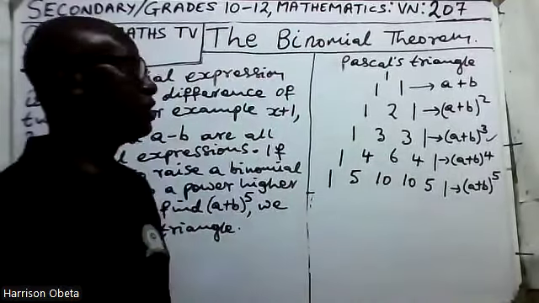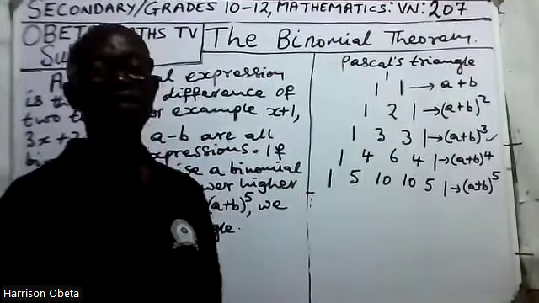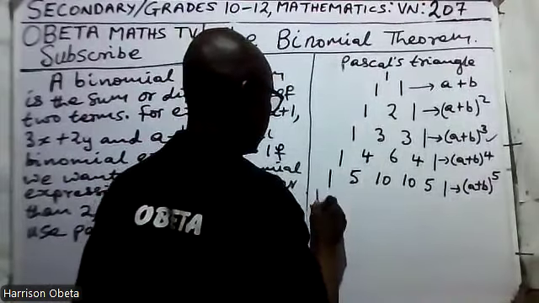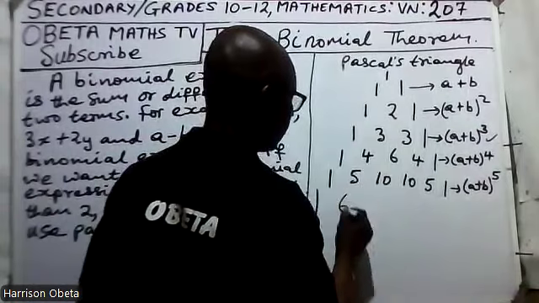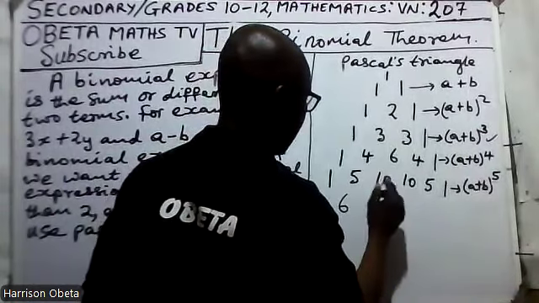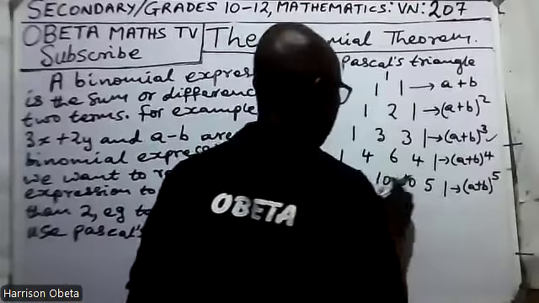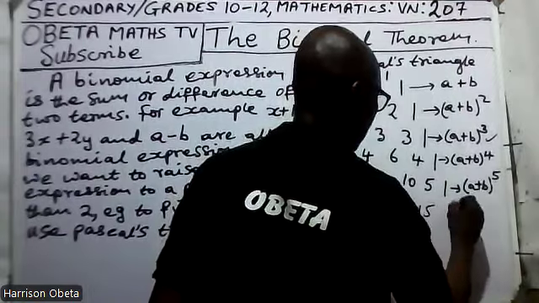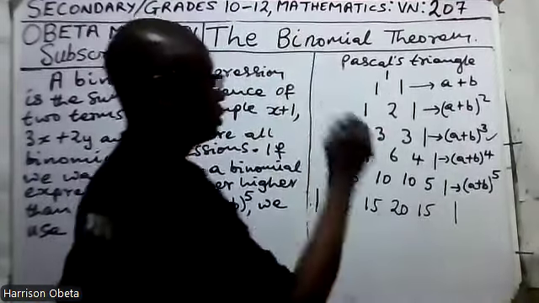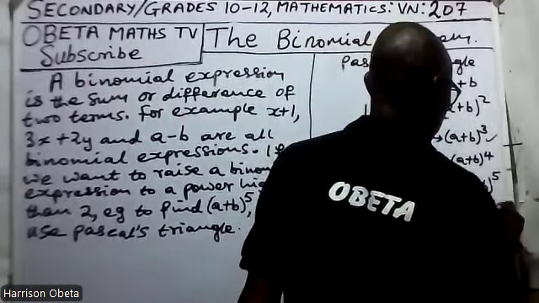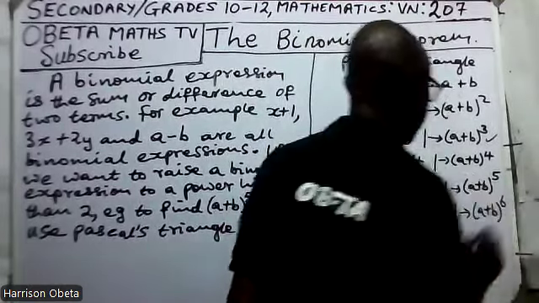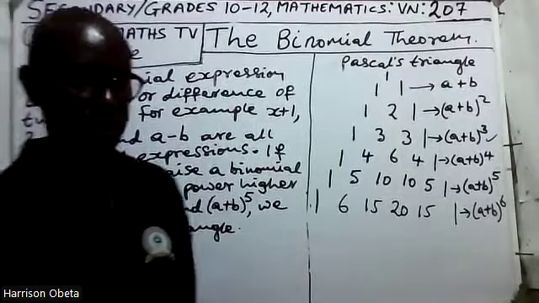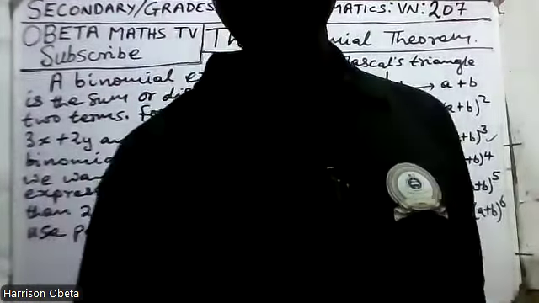For example, if I want to get a plus b raised power 6, what I will just do is add my 1 here. 1 plus 5, 6. 5 plus 10, 15. 10 plus 10, 20. 10 plus 5, 15. And then you have your 1. So this will now lead us to a plus b raised power 6. And that is how you can make use of Pascal triangle. So that is about that.